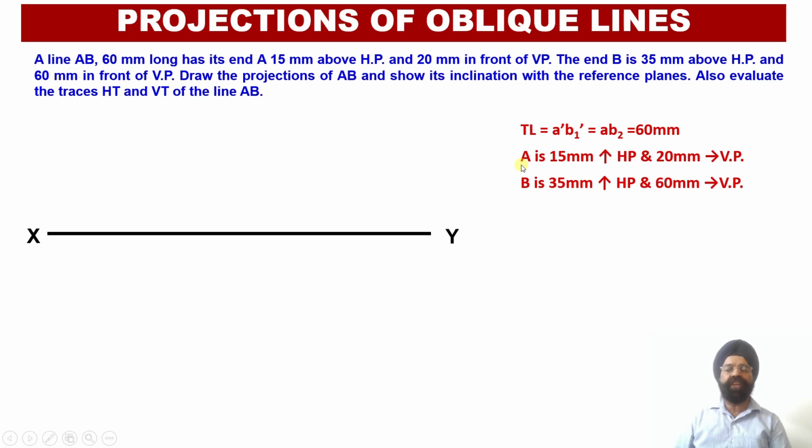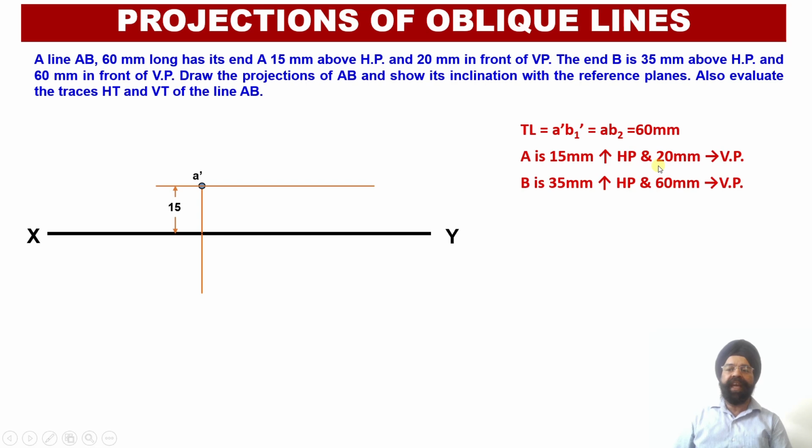So we know the location of the end A of this particular line. So end A of this line is lying 15 millimeter above the horizontal plane and 20 millimeter in front of the vertical plane. So here we have got end A, lying 15 millimeter above the horizontal plane. Therefore the front view of this end A will be observed at a distance of 15 millimeter above the XY reference line. So here we have got the front view of the end A.